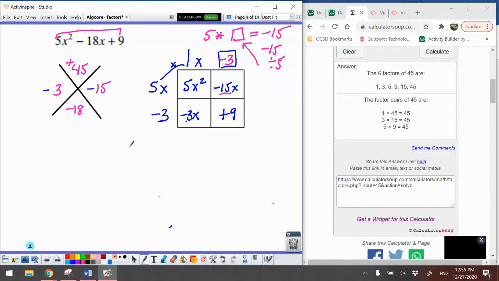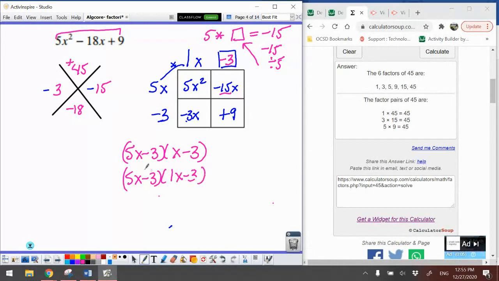All right, so I've got my factors. I have 5x minus 3, and I have x minus 3. Remember, we don't have to write the 1. I certainly can write the 1, but this is the best answer.